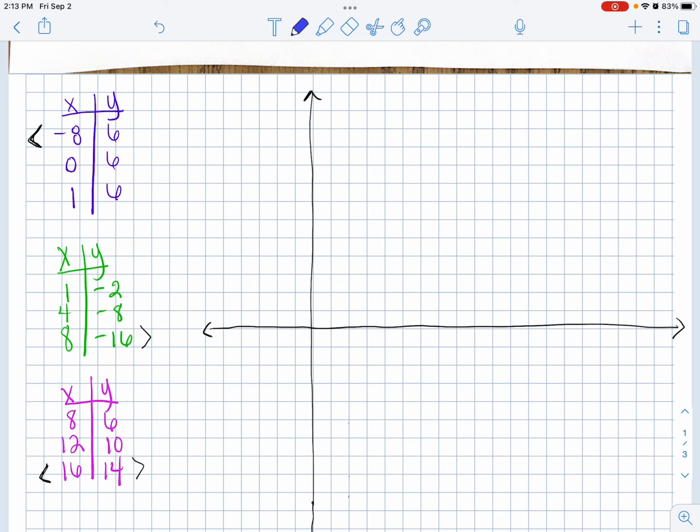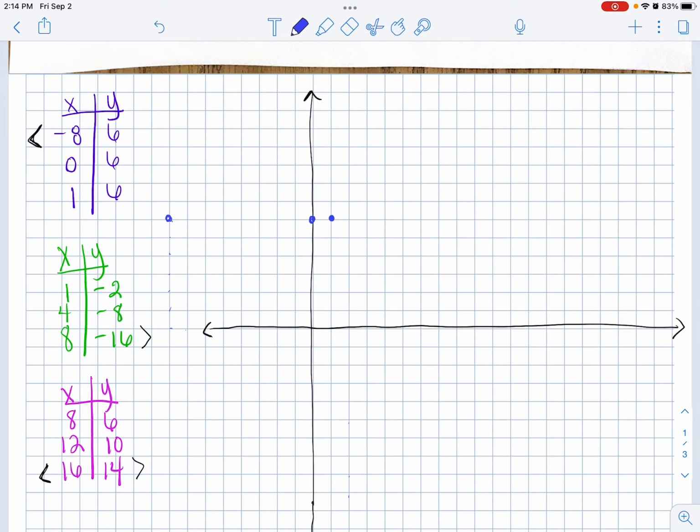So this first one, -8, 1, 2, 3, 4, 5, 6, 7, 8 is actually here. 1, 2, 3, 4, 5, 6. 0 and 6, and 1 and 6. Again, that's a constant function because there weren't any x's in it.